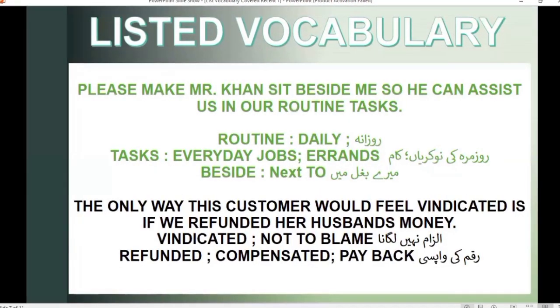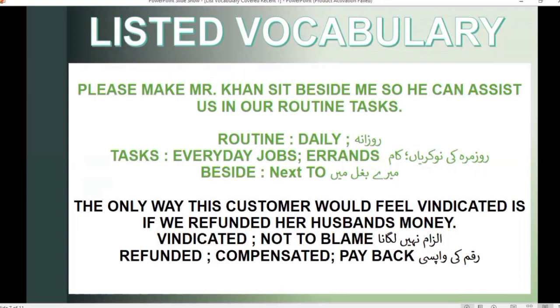Please make Mr. Khan sit beside you so he can assist us in our routine tasks. Routine, daily, रोजाना. Task, everyday, job, errands, रोजमर्रा की नौकरी, काम. Beside, next to, के बगल में.